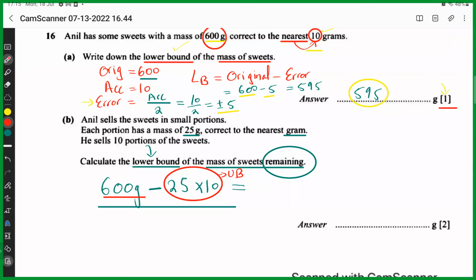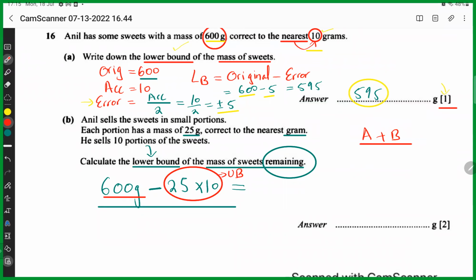Okay, now it's a difference. If, for example, I had A plus B, in that case, for upper bound, I would have said upper bound of A plus upper bound of B. But this question was about lower bound. Let's say I had two quantities, I was adding them, and I was supposed to find out the lower bound of this sum, the lowest possible value of this sum.